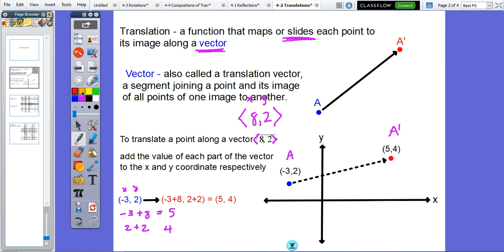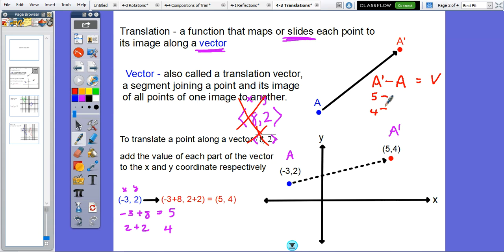Now, what if you did not know your vector and you're looking for your vector? Well, that's a good question. To find your vector, you kind of work it backwards. You'll take your A prime and you're going to subtract the value of your original coordinate A, and that will give you your vector here. So let's look at that right here. This particular one, we have 5, 4. So we say, hey, X is 5 and Y is 4. And we're going to subtract, so we put a minus sign. Regardless of what A prime is, we do a minus sign.